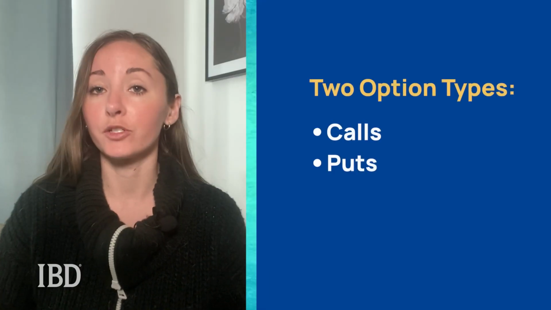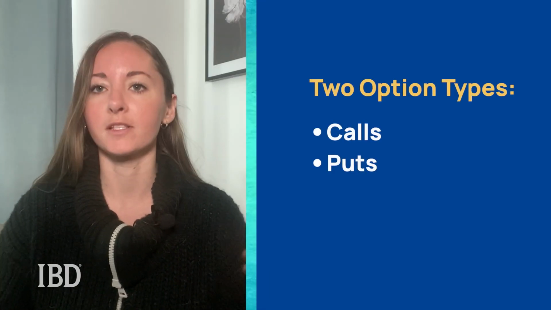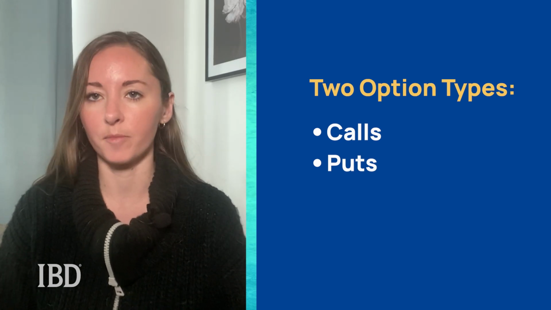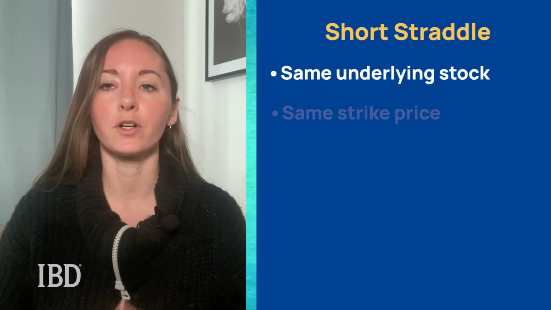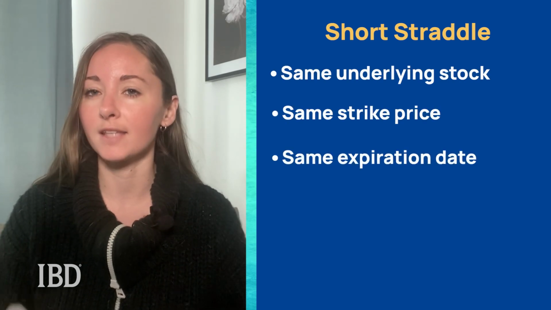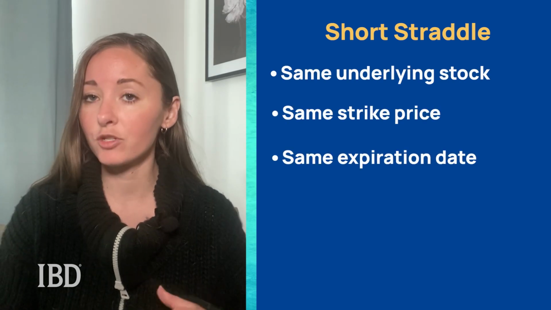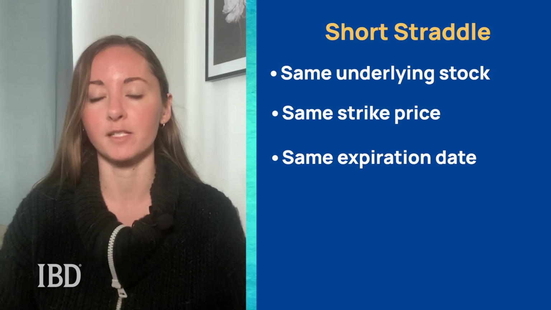As we know, there are only two types of options, calls and puts, and there are only two things we can do with these options, buy them or sell them. For the short straddle, both your short call and your short put will have the same underlying stock, the same strike price, and the same expiration date.